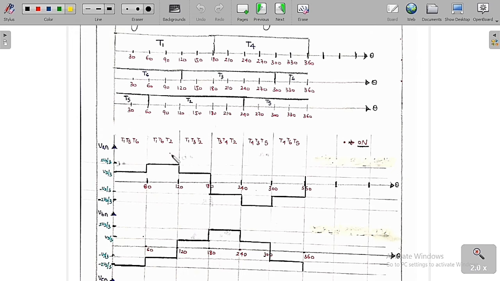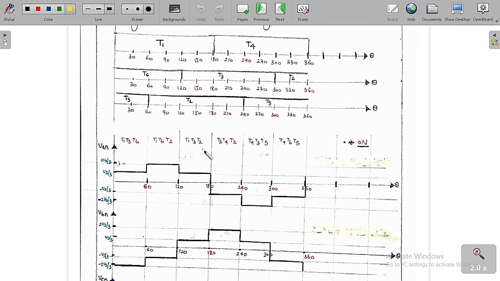Again, from 120 to 180, you can see clearly that T1, T3 and T2 are going to conduct. If you analyze this circuit with these switches on and find the values of VAN, VBN and VCN, then VAN is equal to Vs by 3, VBN is equal to Vs by 3, and VCN is equal to minus 2Vs by 3. These are the voltages you get.